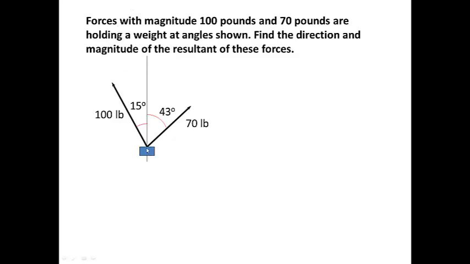These two forces are holding up this weight. Okay? So we have a 100-pound force at an angle of 15 degrees and a 70-pound force at 43 degrees. Find the direction and the magnitude of the resultant.